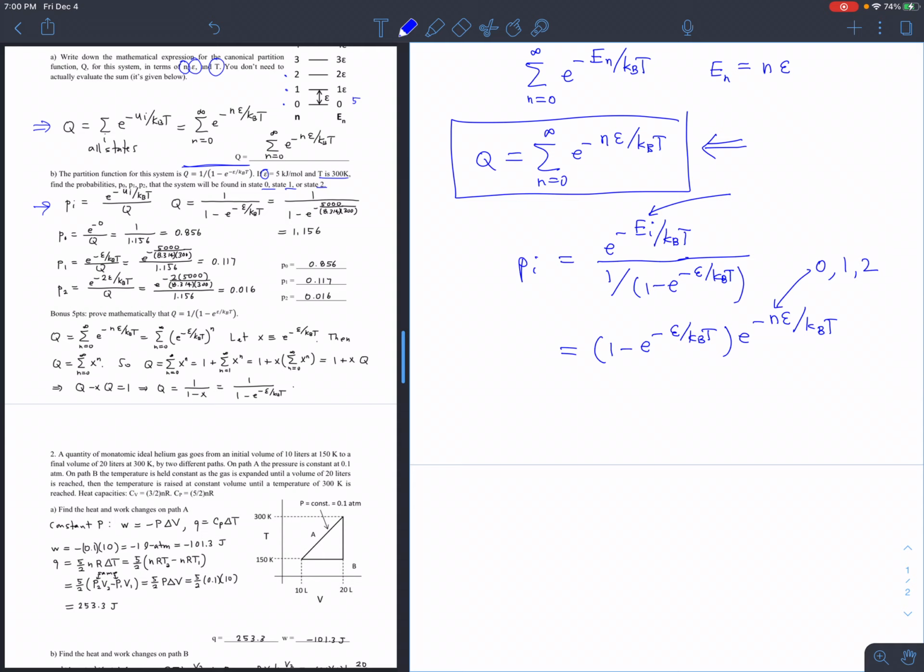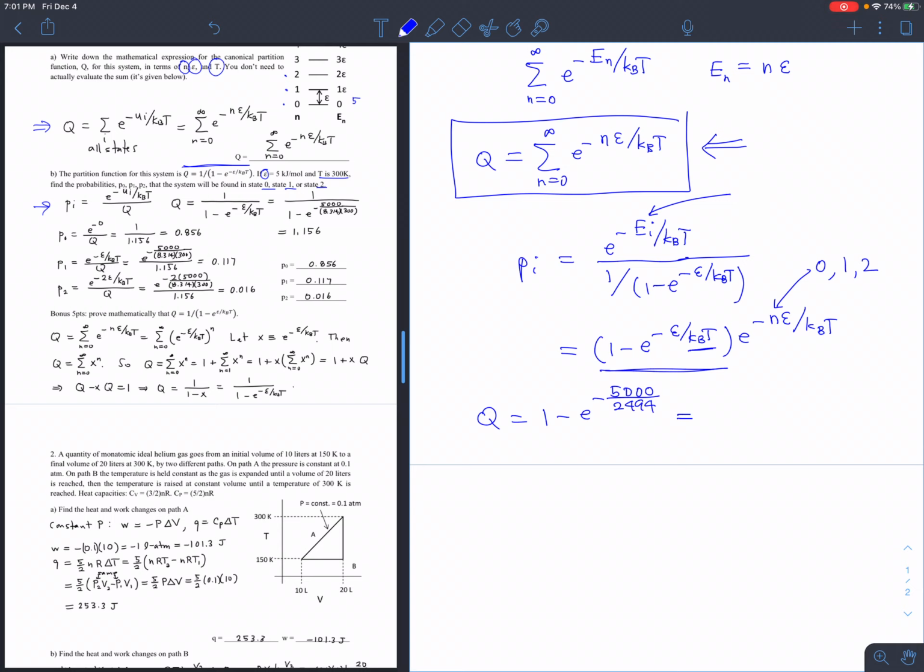So probability P0 would be 1 minus e to the minus... well, let's calculate Q first, because we're going to need that all 3 times. Q is equal to 1 minus e to the minus 5 kilojoules per mole divided by... it's given in kilojoules per mole, so I'm going to change this to an RT. And since it's at 300 K, it's 2.494, right?